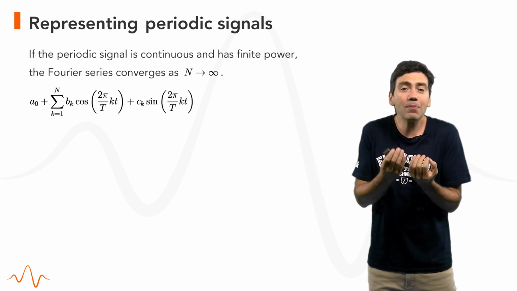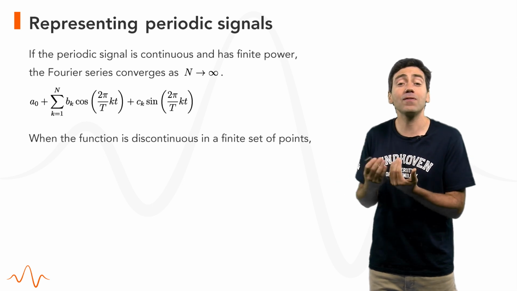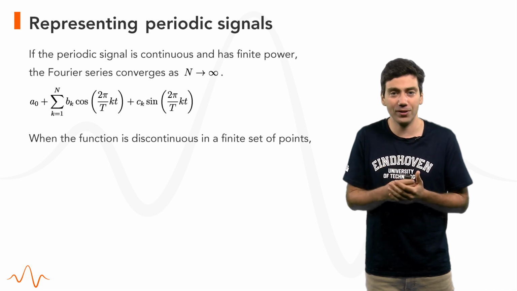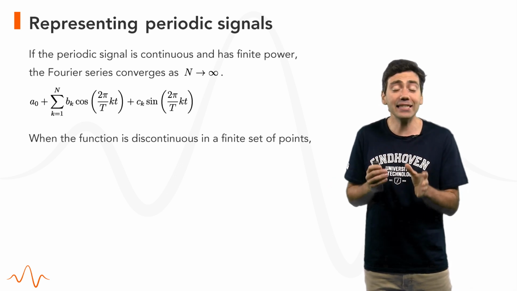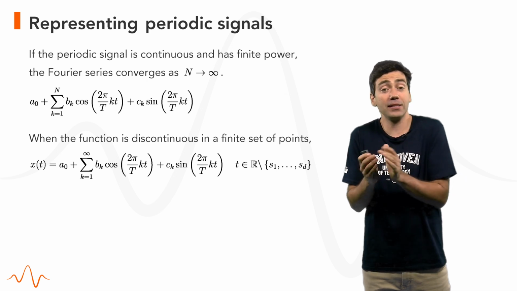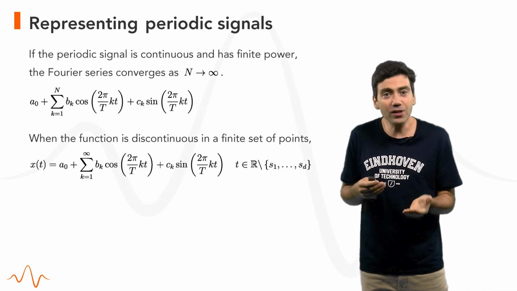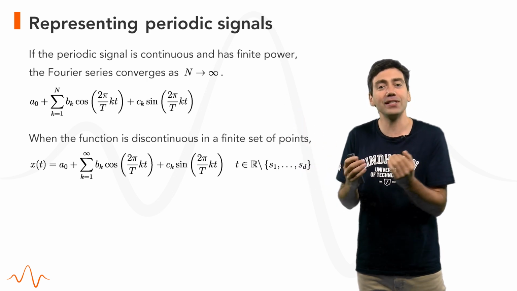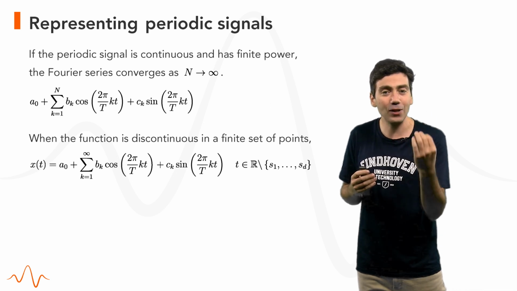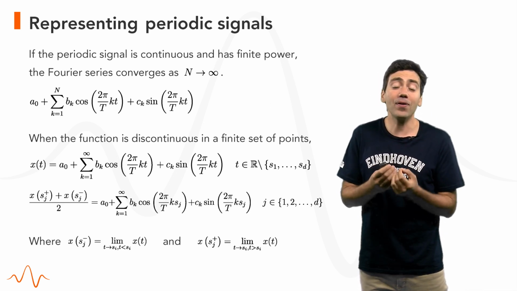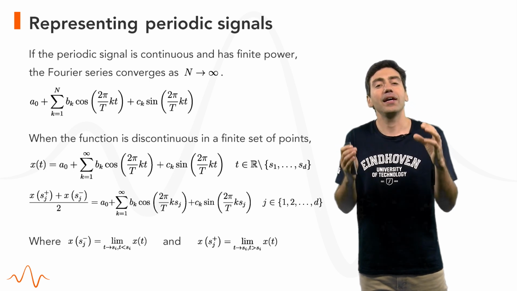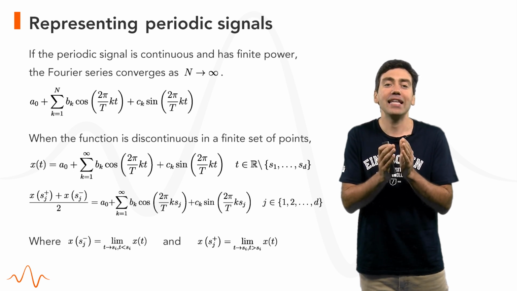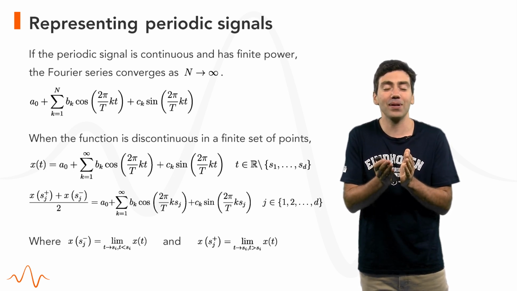There's also a slightly more technical result for the case where the function is not continuous, but is only discontinuous at a finite set of points, of times t. In this case, for any point where the function is still continuous, the Fourier series will still converge as capital N goes to infinity. It will still converge exactly to the signal. However, at times t where the function is discontinuous, it will converge to 1 over 2 times the left-hand limit plus the right-hand limit.